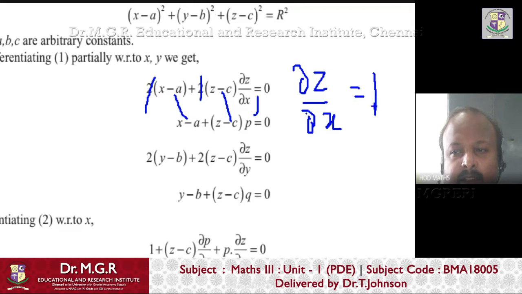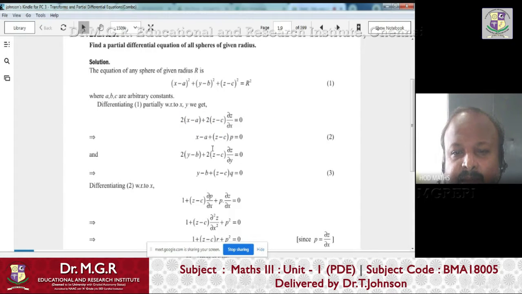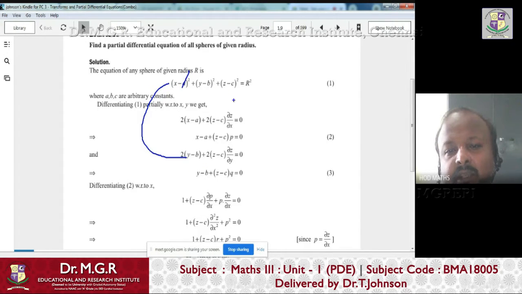Can be written as p. Right? So from that you're getting x minus a plus z minus c times p equals 0. Now you have to do the same thing with respect to y. So in that case, x minus a becomes 0, y minus b becomes 2 times y minus b, and z minus c is nothing but 2 times z minus c dou z by dou y equals 0.